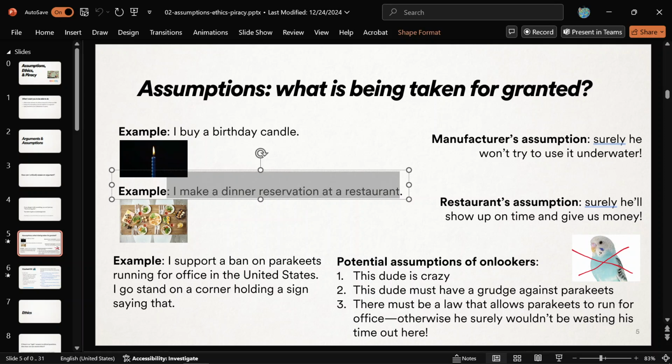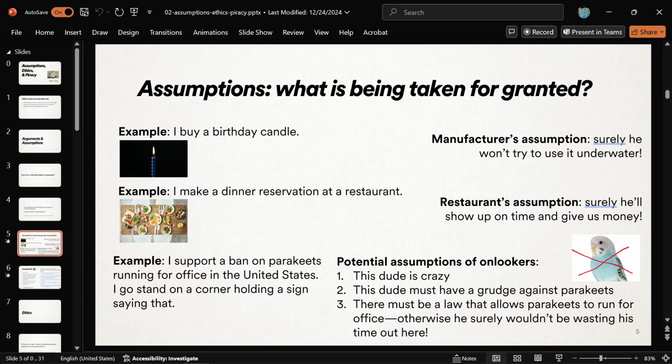Another example, let's say that I make a dinner reservation at a restaurant. What's the assumptions there, right? There's a reason that reservations exist. The assumption of the restaurant is like, okay, this dude is going to show up and pay us lots of money and give us big tips and stuff like that, right? So that's how the world works. So there's implicit assumptions when we make reservations even, right? So that's the thing.